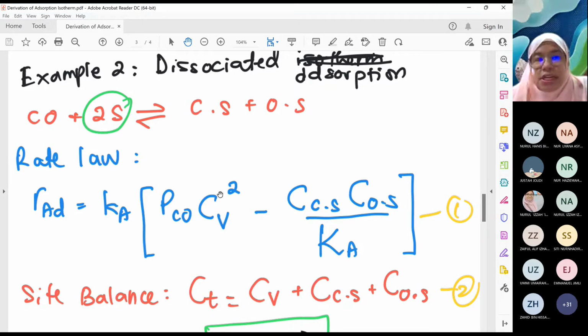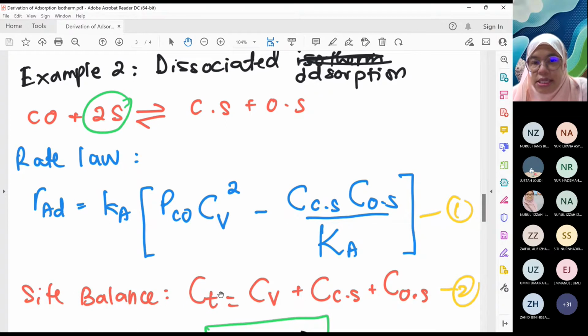Rate of adsorption, again we assume it is elementary. So r_AD equals, this is how you write the reversible reaction rate law equation. k_A in bracket, partial pressure of CO, C_V squared, because it requires two vacant sites, minus C_CS times C_OS, because the adsorbed species we write in terms of concentration. And then divide it by the equilibrium constant. And then site balance.